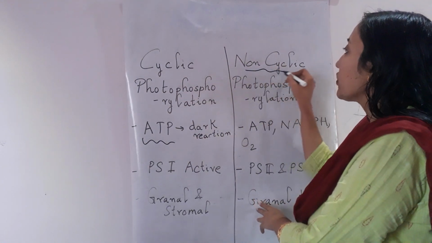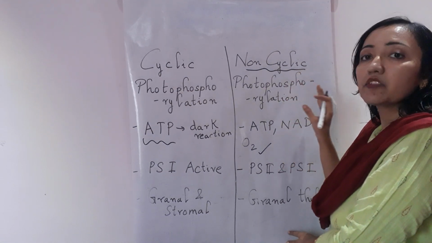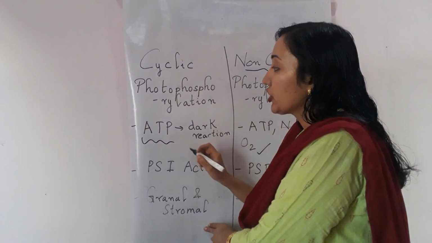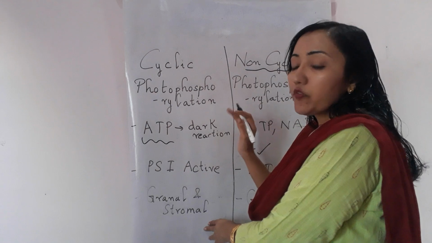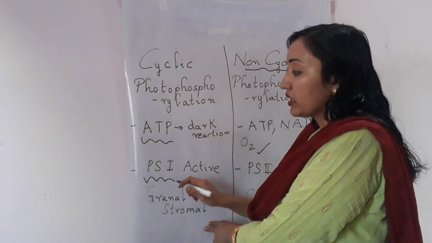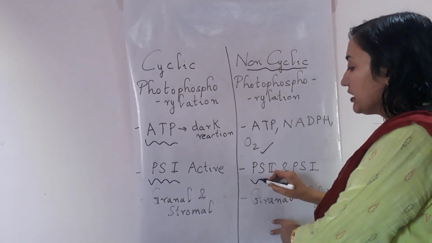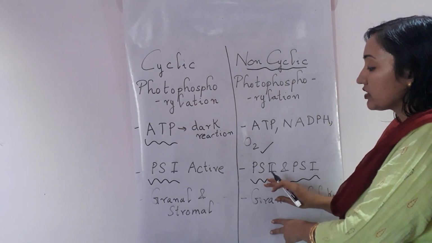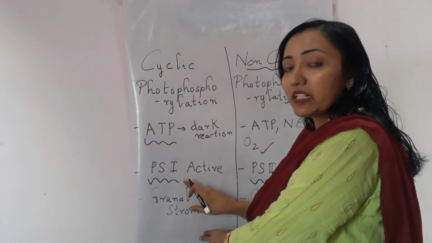Now in non-cyclic photophosphorylation, ATP, NADPH and oxygen are synthesized, whereas in cyclic photophosphorylation, which is the cyclic flow of electrons, only ATP is synthesized. Cyclic photophosphorylation takes place in photosystem 1, whereas for non-cyclic photophosphorylation, photosystem 2 and photosystem 1 both are active.